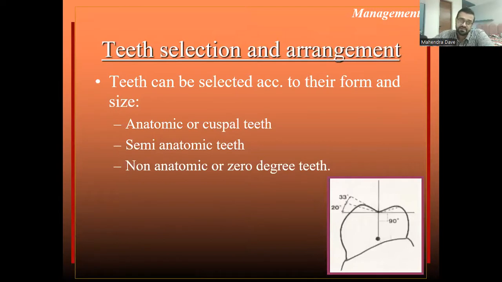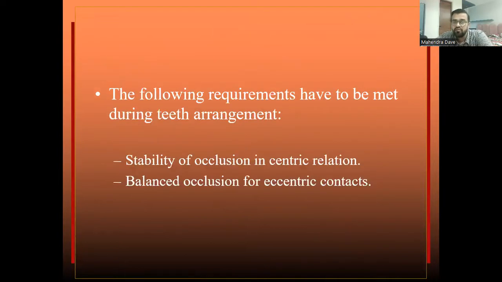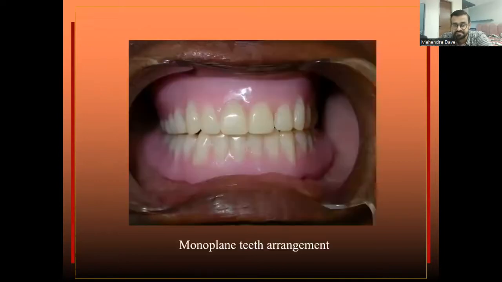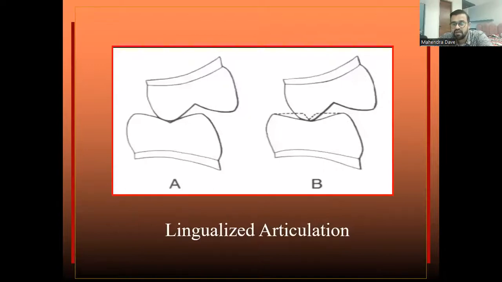Teeth selection and arrangement. Teeth can be selected according to their form and size: anatomic or cuspal teeth, semi-anatomic teeth, or non-anatomic or 0-degree teeth. The following requirements have to be met during the teeth arrangement: stability of occlusion in centric relation and balanced occlusion for eccentric relation. Monoplane teeth arrangement, that is the 0-degree teeth. Lingualized articulation.